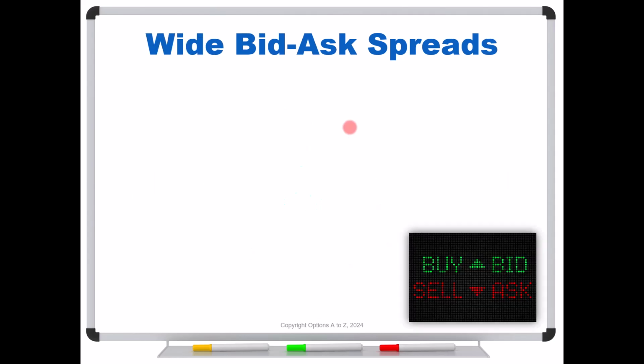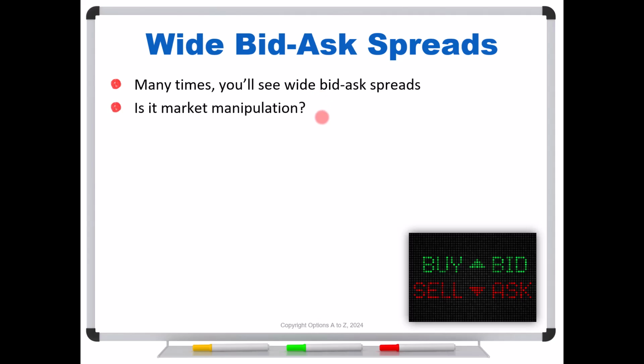Okay, so with that little background, what is causing a wide bid-ask spread? Well, many times you're going to see them get really wide. It might be 50 cents wide, $1 wide. You go deep in the money, long dated options, you might see them $5 or $6, $7 wide. So is this market manipulation? A lot of people think so.